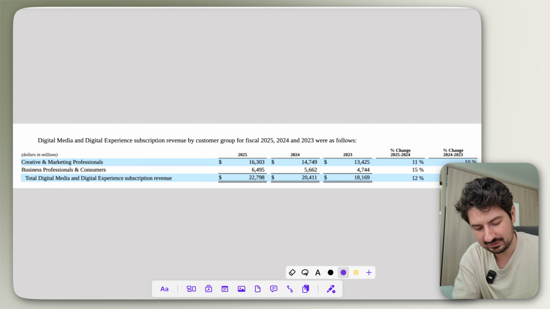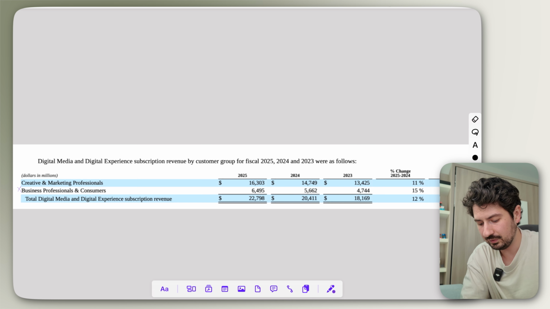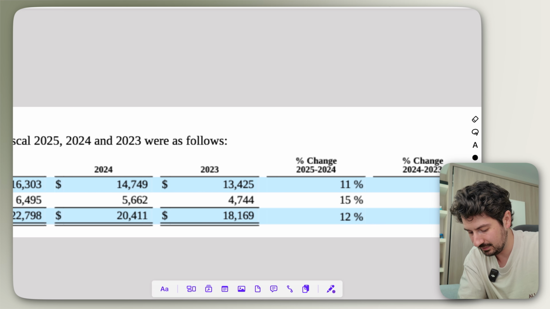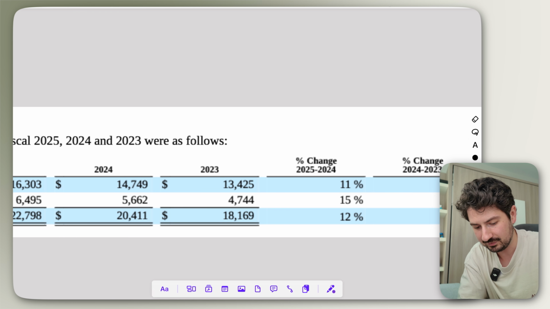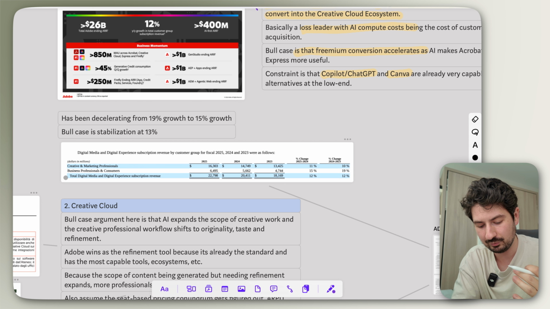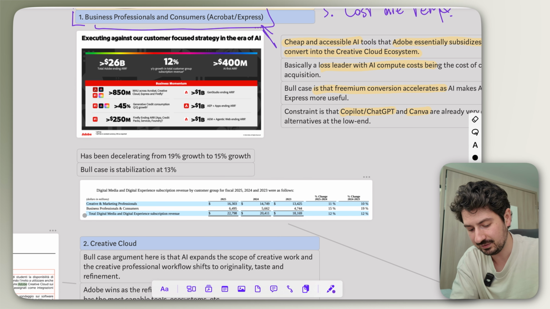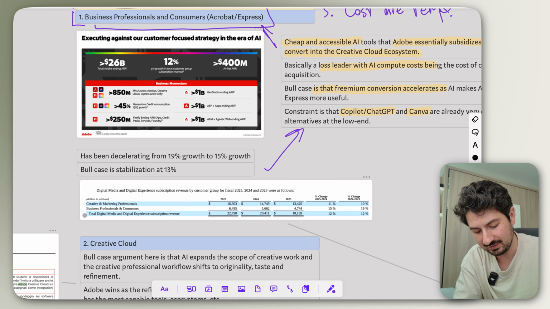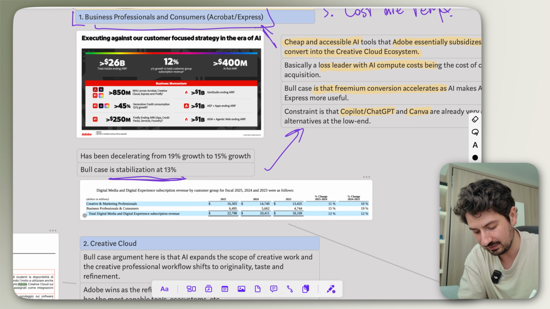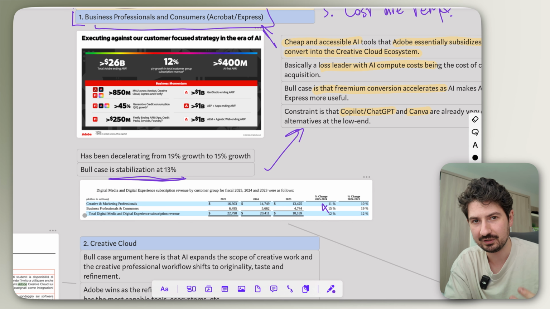Going back to the financial statements, the business professionals and consumers segment over the last 2 years went from a 19% growth rate down to a 15% growth rate. So we're seeing some deceleration in the current numbers that we're already sure of. The bull case, therefore, we will say, because of these constraints, is that it stabilizes at 13%. So we'll see a little bit more of a drop on that 15%, and then it will stay where it is at 13% growth year over year.